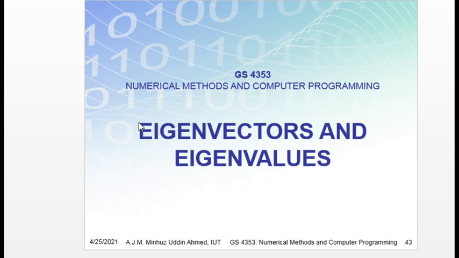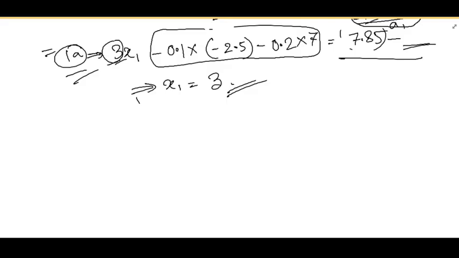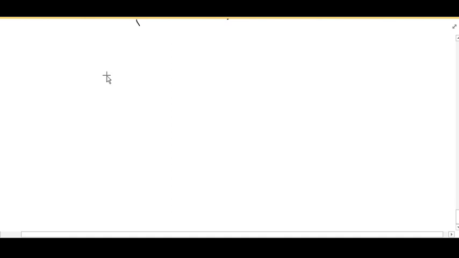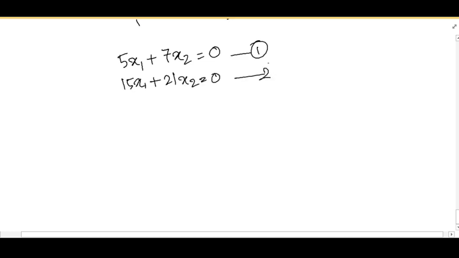So first, before we go to this, I will try to make you understand one thing, the concept of non-trivial solution. So far we have talked about the system of linear equations, as you know. Look, I'm giving an example in front of you. It will make you understand this. Let's say two equations. This is the example here. 5x1 plus 7x2 equals 0. This is equation number 1. And the other equation, 15x1 plus 21x2 equals 0. This is equation number 2.